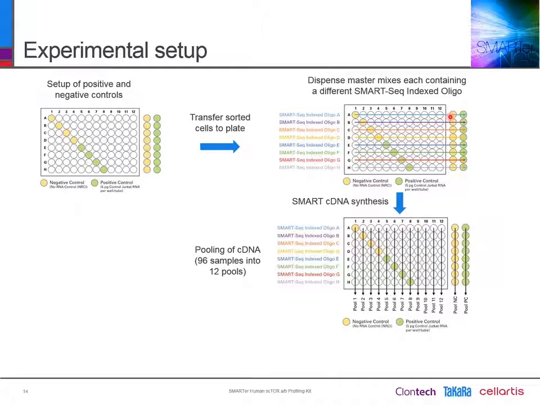So this is how the pooling works. Shown here in this arrow, essentially you take all the cDNAs from row 1 into one pool shown here, so you're pooling vertically. What that does is all these 8 individual cell libraries are now going to have different indexed oligos, which is then going to be used for demultiplexing later on. So after you've generated these 12 libraries and done the cleanup, you then do the TCR-specific amplification and library generation.